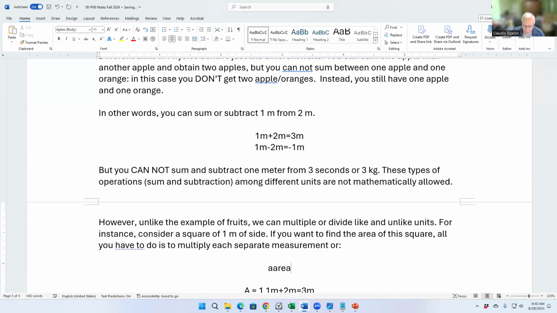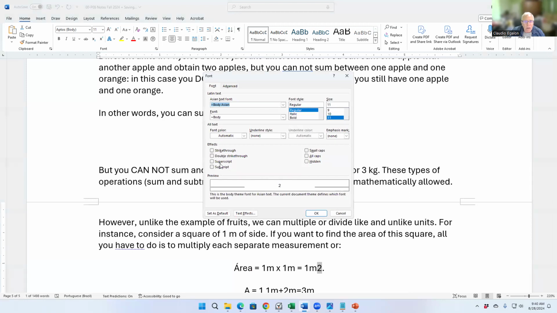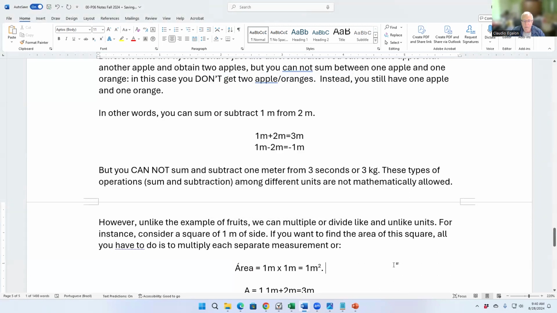Area, okay, now it's working. Area equal to 1 meter times 1 meter, right? See, we're multiplying 2 units. In this case, those are the same units, but you can have the same thing for different units. Multiplying 1 meter with 1 meter, we get 1 square meter, with the superscript.